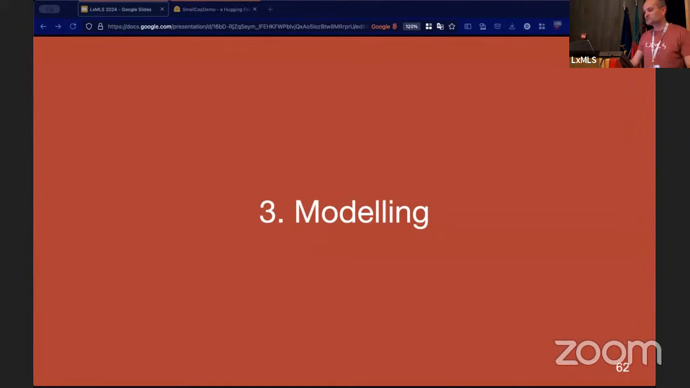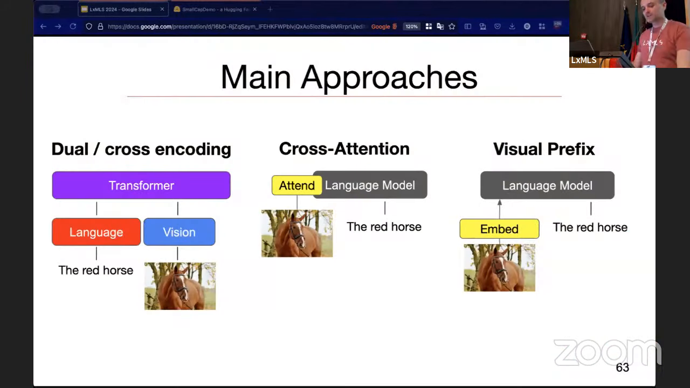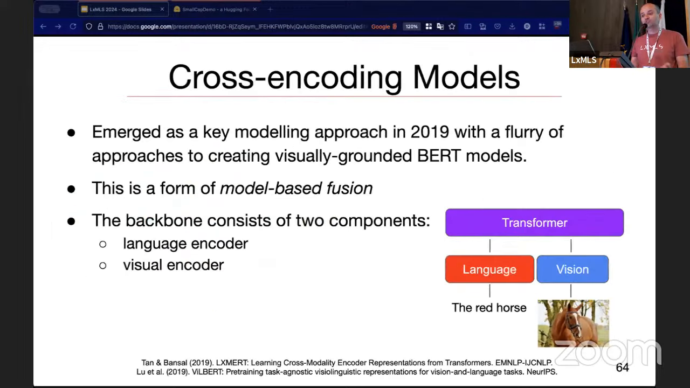So moving on to the third part, which is modeling. There are 3 main approaches in the literature: what I call dual or cross encoding, cross attention, and visual prefix learning. The cross encoding models emerged as a key approach to language and vision processing in 2019 with like 10 models almost simultaneously, trying to create visually grounded BERT models.